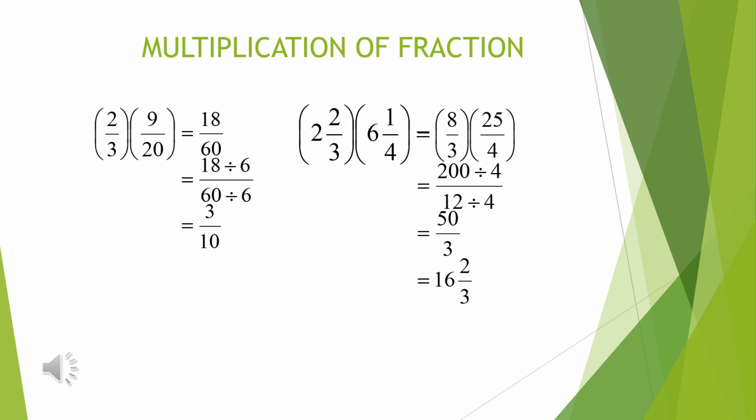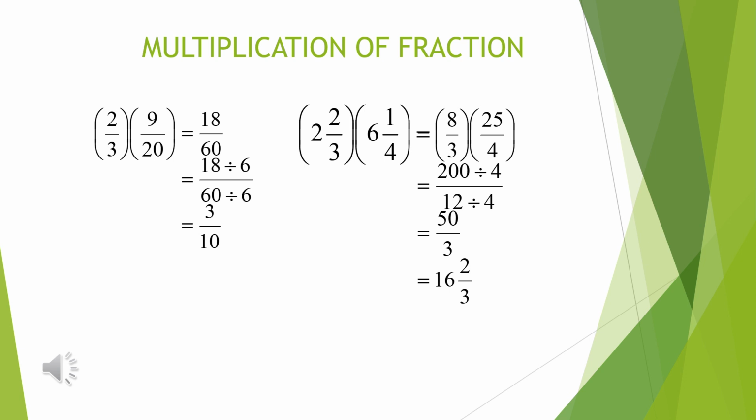We have another number, 2 and 2/3 times 6 and 1/4. We will change 2 and 2/3 to an improper fraction. So 2 times 3 is 6. 6 plus 2 is 8. So 2 and 2/3 is 8 over 3. 6 and 1/4. 6 times 4 is 24. 24 plus 1 is 25. 6 and 1/4 equals 25 over 4.